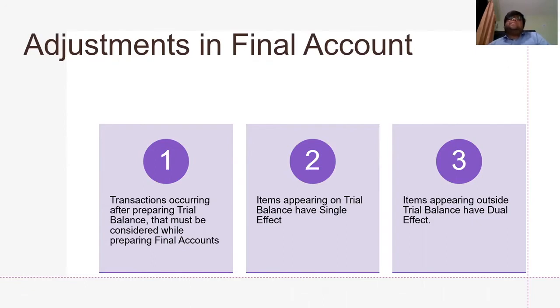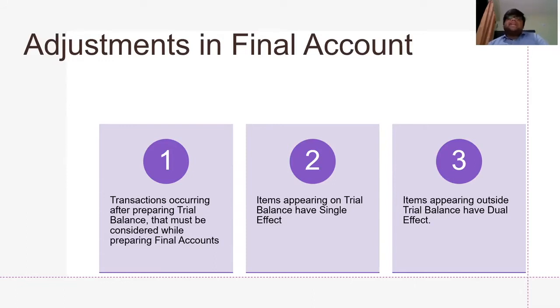an adjustment. Okay. The items that appear in the trial balance have a single effect in the final accounts, but the transactions which appear outside the trial balance, those have a dual effect. The transactions which do not appear in the trial balance, those are known as adjustments. The adjustment transactions represent such items of incomes and expenditures which relate to the current year and have not yet been brought into the books of accounts.